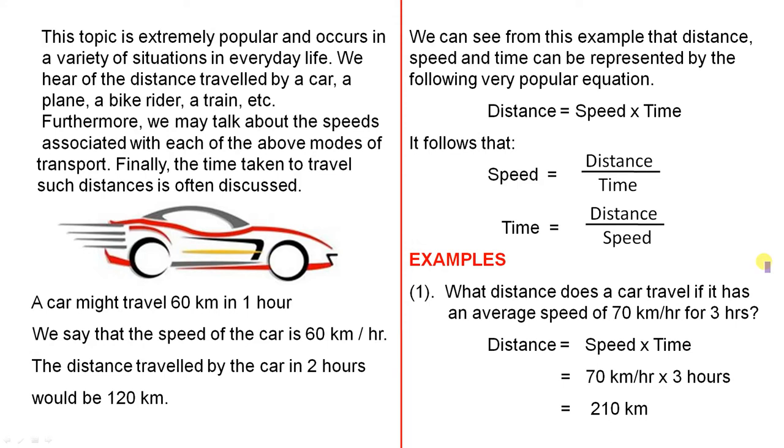Number 1. What distance does a car travel if it has an average speed of 70 kilometres per hour for 3 hours? Distance equals speed multiplied by time, which is 70 kilometres per hour times 3 hours, which is 210 kilometres. So that's the distance.